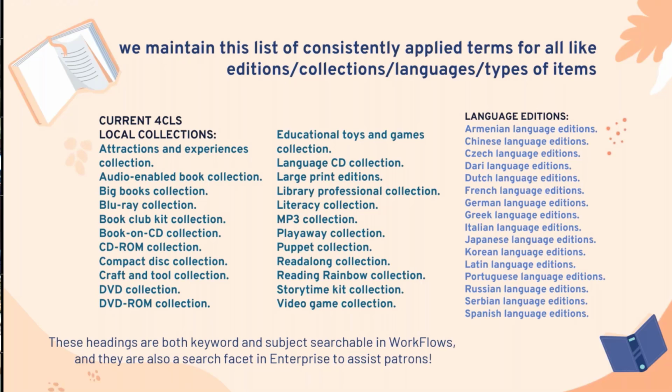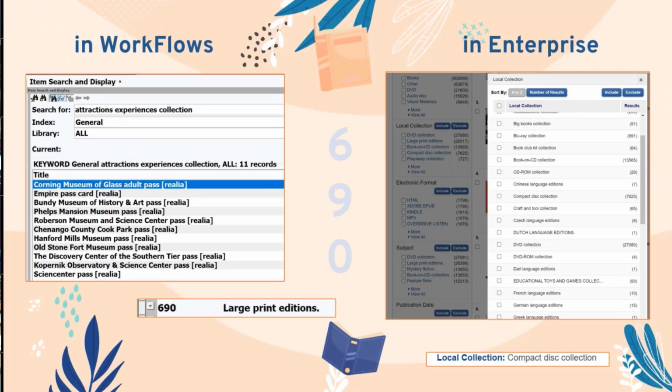So we have our collections on the left, whether it's attractions and experiences, which is one of our newer ones, audio-enabled books, which is brand new, to the large collections like the large print and the DVDs, and then we also have the language editions. So these are both keyword and subject searchable in Workflows, and they're also a search facet in Enterprise. So you can go ahead and search for these when you're in Workflows. That's the left-hand side of the screen.